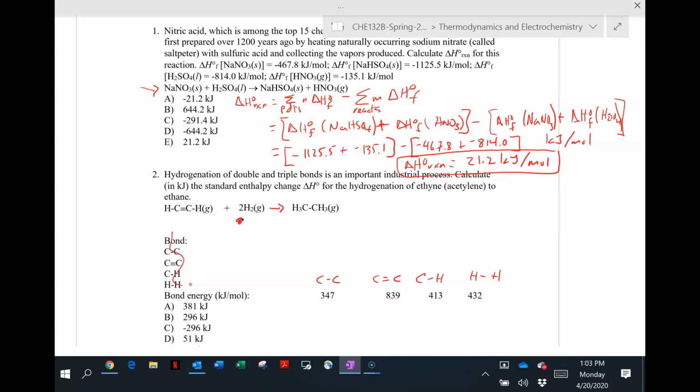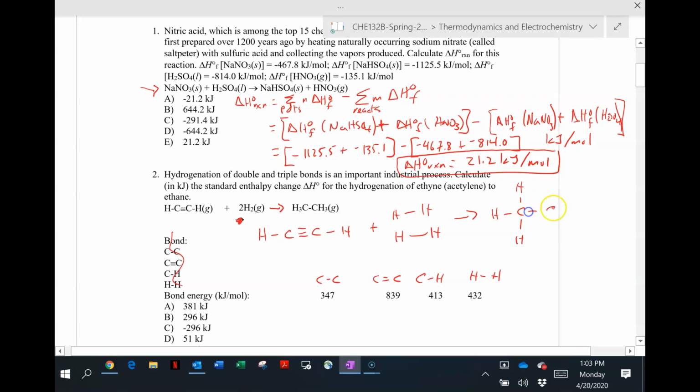We have to think about Lewis dot structures a little bit to do this, so our acetylene is this, and then we've got our two hydrogens, and I'll draw them both out, and then our ethane looks like this. Not too complicated, but it does require you to go back and look at that.